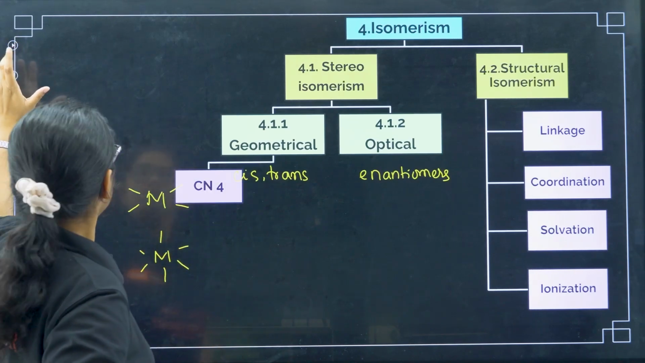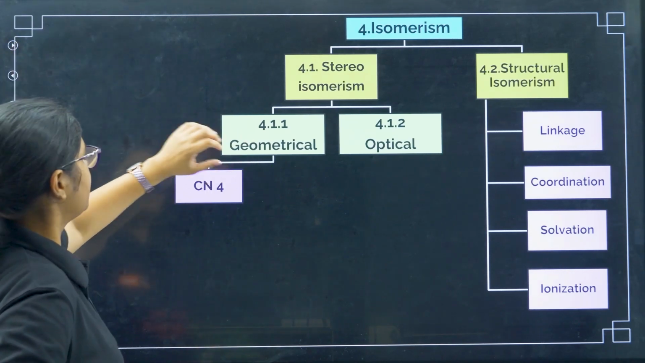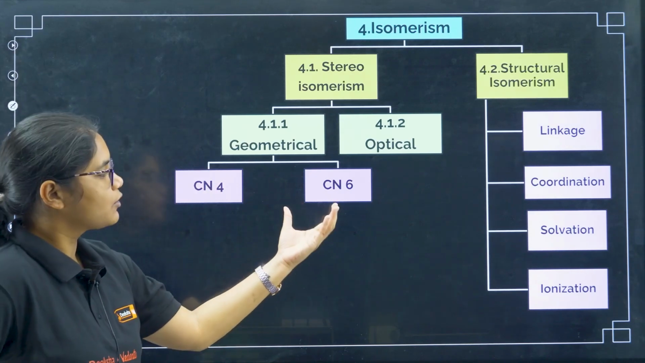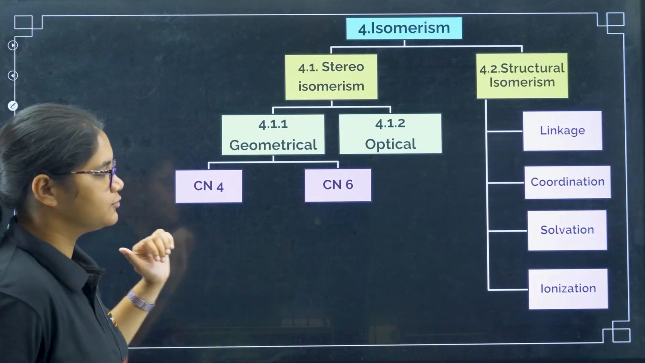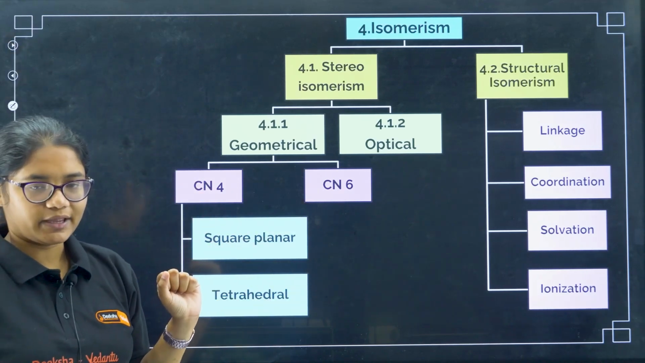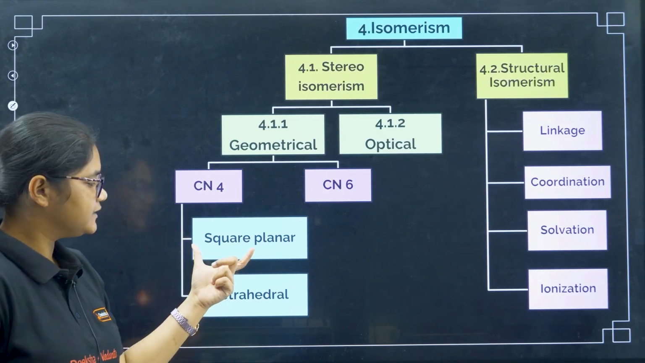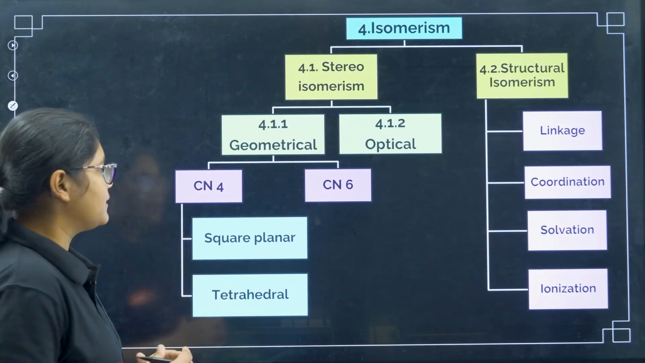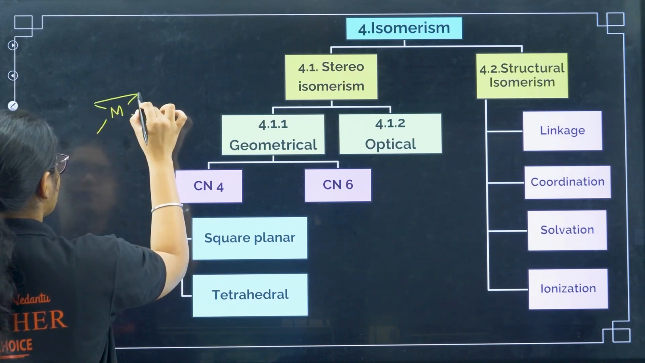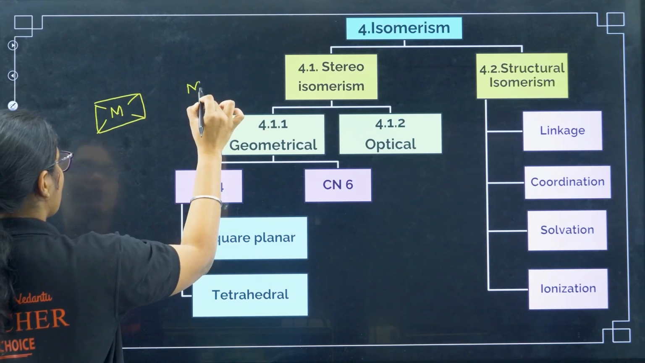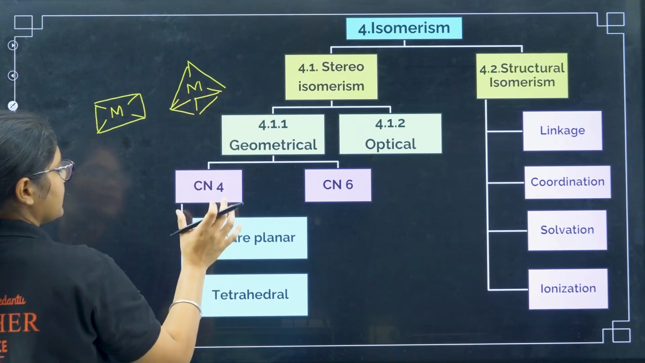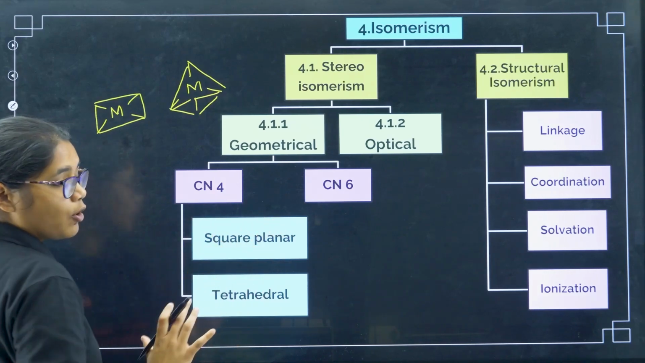So now, in geometrical isomerism, we will see what type of isomerism coordination number 4 shows and what type coordination number 6 shows. Whenever coordination number 4 is there, what geometry is possible? It is either square planar or tetrahedral. That means if the metal is forming 4 bonds, those 4 bonds may be in the form of a square planar or a tetrahedral. In coordination number 4 we have either square planar or tetrahedral.